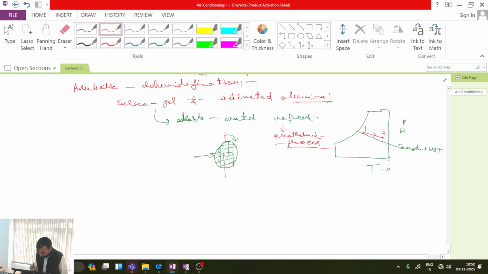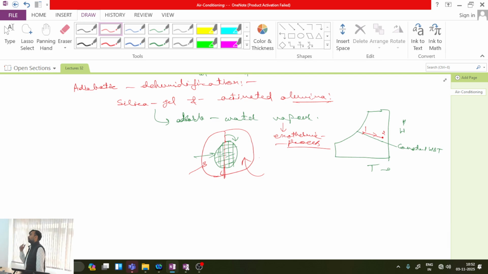So typically we define an outer chamber which contains some sectors. In half of the sector we pass the room air which we want to process, whose moisture I want to decrease, and in the remaining portion we pass the outside ambient hot air which actually removes the moisture, because hot air has a tendency to capture more and more moisture, so it captures the moisture from the silica gel porous structure and then removes it. Okay. So this process is called adiabatic dehumidification.